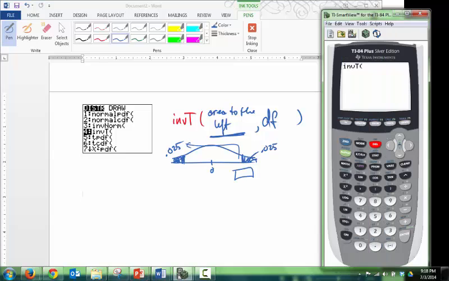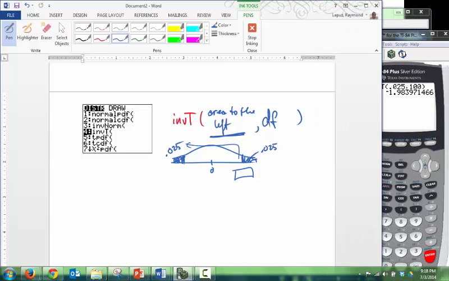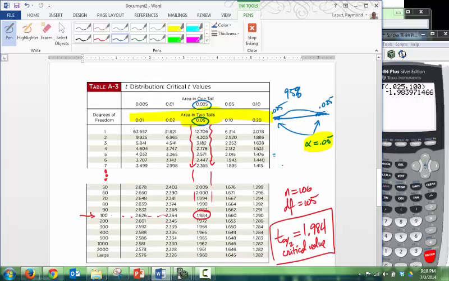So for the sake of matching up with the table, let's use our degrees of freedom to be 100. It's really 105, right? But we're going to use 100. So area to the left, 0.025, and then comma, my degrees of freedom that I'm going to use is 100. And let's see what happens. Now, what was it before? Using the table, 1.984. 1.9839. So that's pretty good.